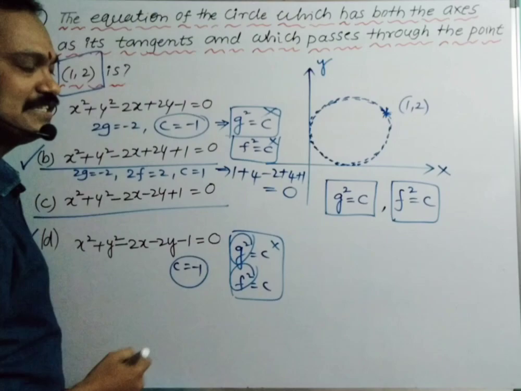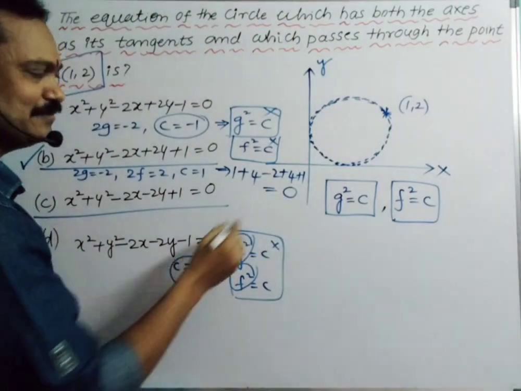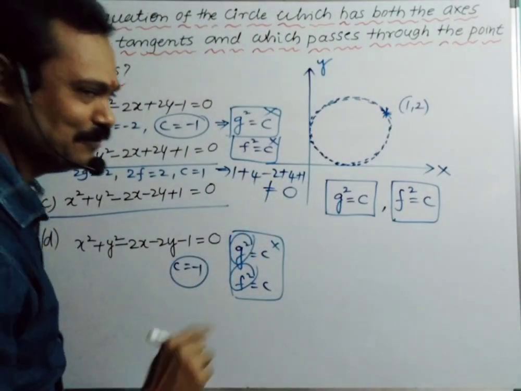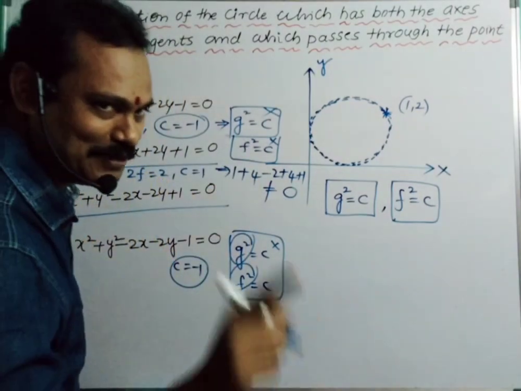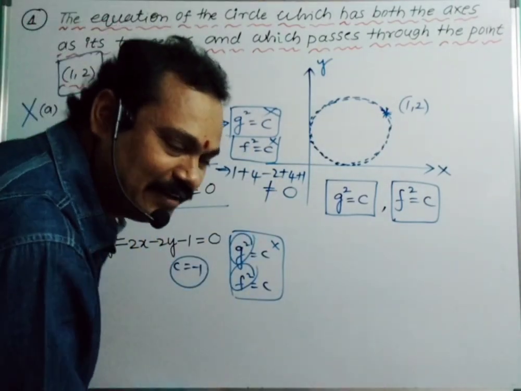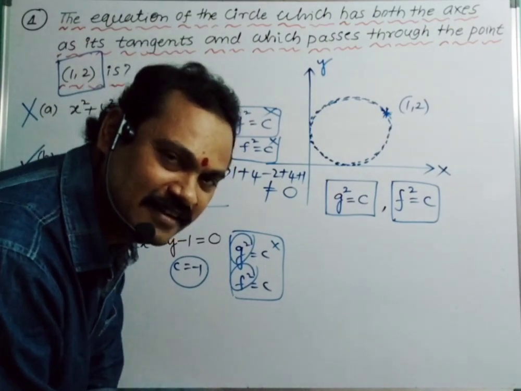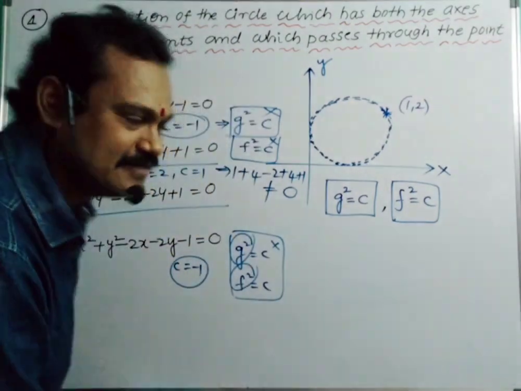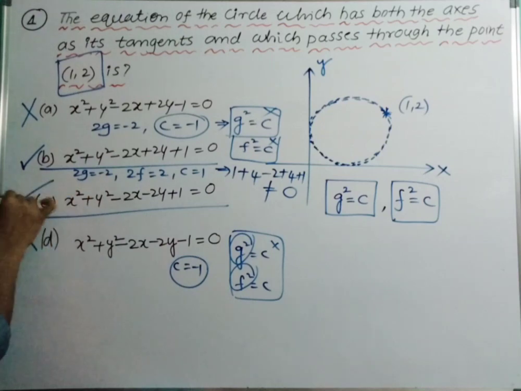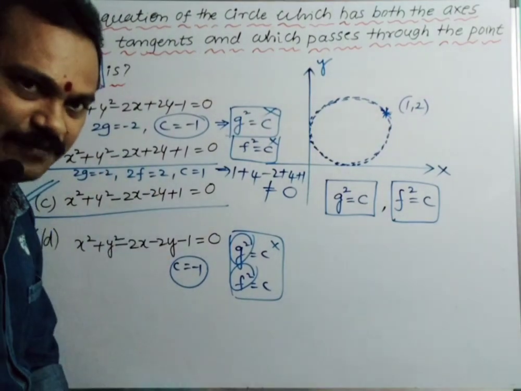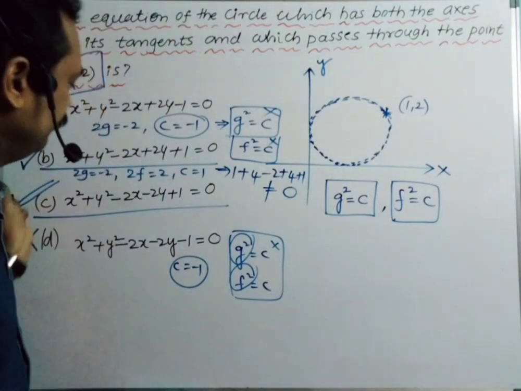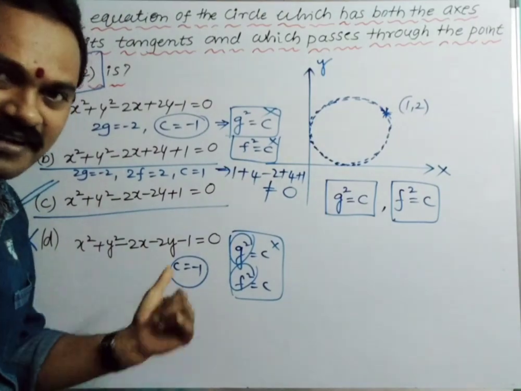Minus 2, 7 remains. It is not going to become 0. This means the second option does not pass through the point (1, 2). Then what is the right choice? Option C is your right choice. Only one option is left, so you can pick it out. That is the right choice.